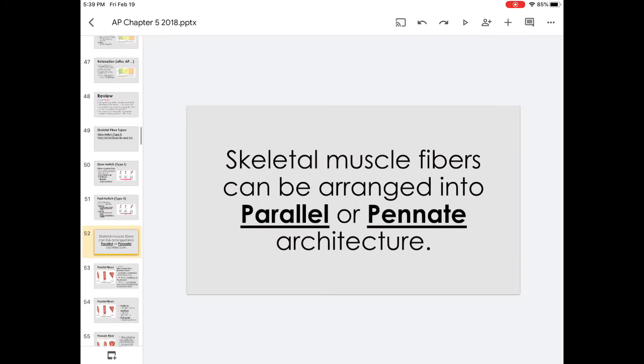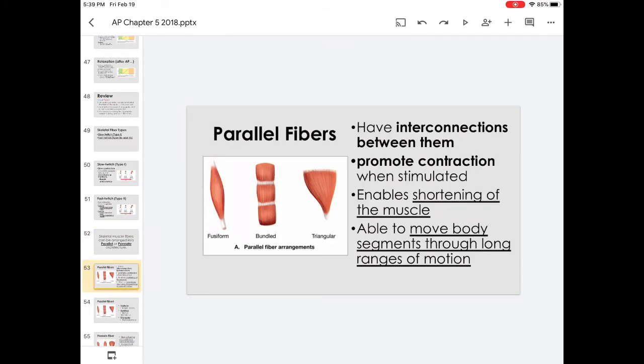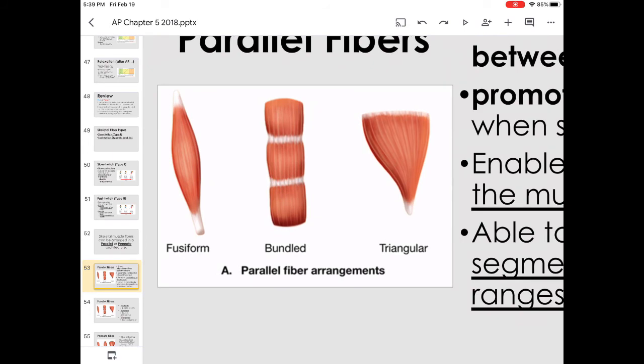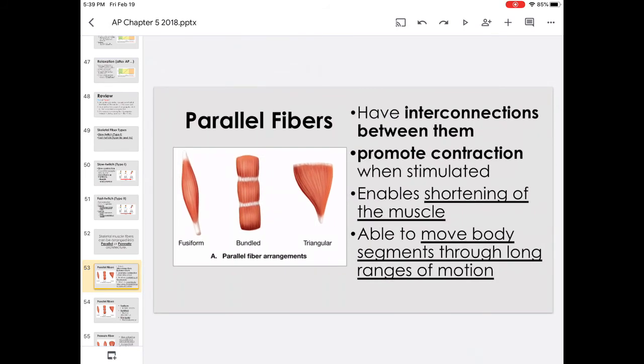Okay, there's 2 types of architectural designs that your skeletal muscle fibers are arranged in. One of them is called parallel and one of them is called pennate. Your parallel fibers look like this, okay? You can kind of see the way that they're running. They have a couple characteristics. They're going to run parallel along the length of the muscle, as we can see in the picture.